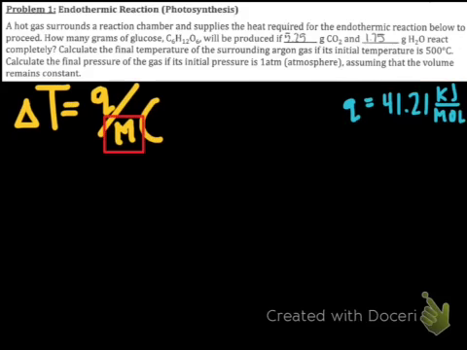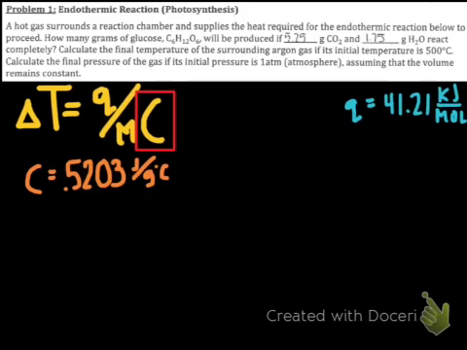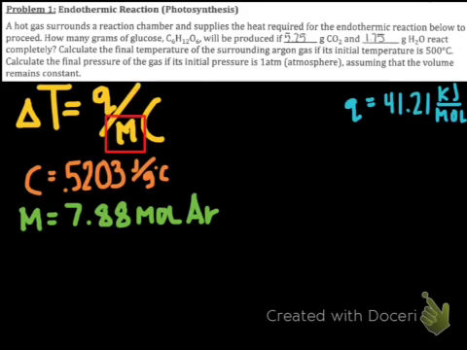Now, we don't have our mass, and we don't have our specific heat capacity yet. But actually, the specific heat capacity of argon in the state of gas was given to us, and it is 0.5203 joules per gram times Celsius. Now, for mass, we were given the information of 7.88 moles of argon. Well, mass is measured in grams, so we have to convert the moles into grams.